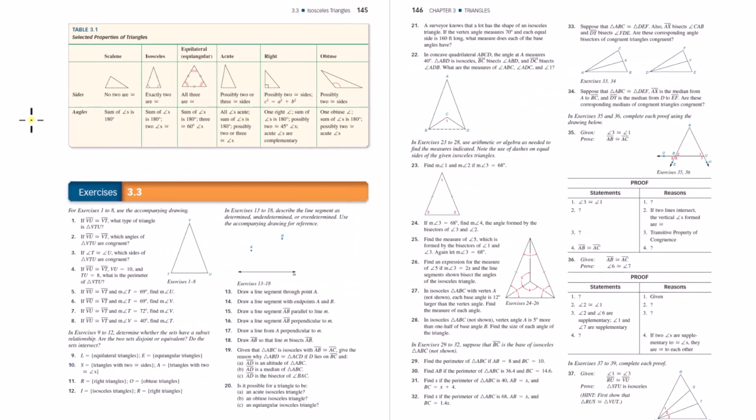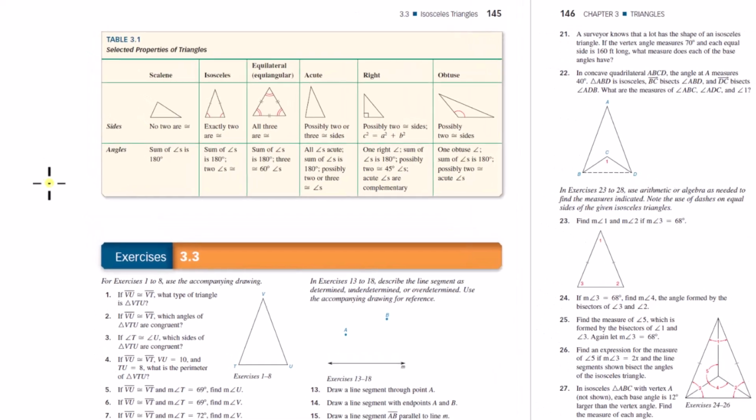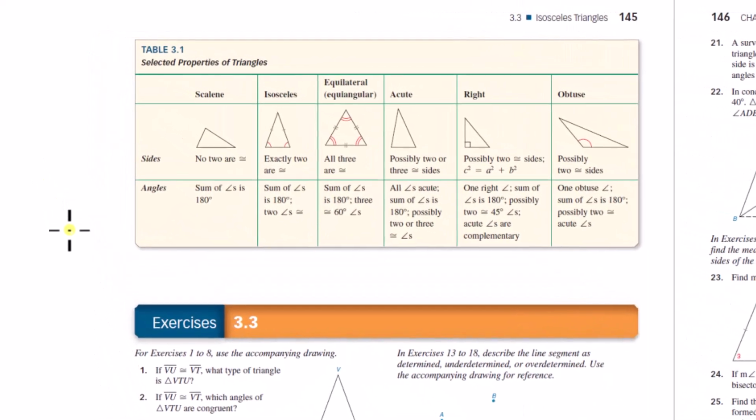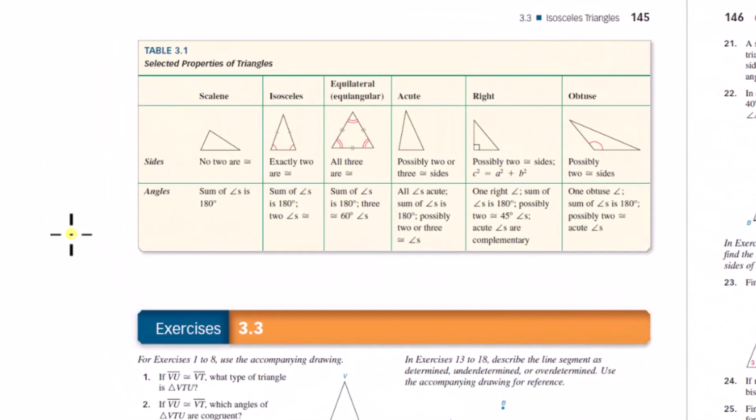Okay, so now they just give this table of properties that we've learned about triangles in previous sections and this section as well. So let's take a look at this. This will be like a refresher. All right, so you have a scalene triangle, which means that no two sides are congruent.